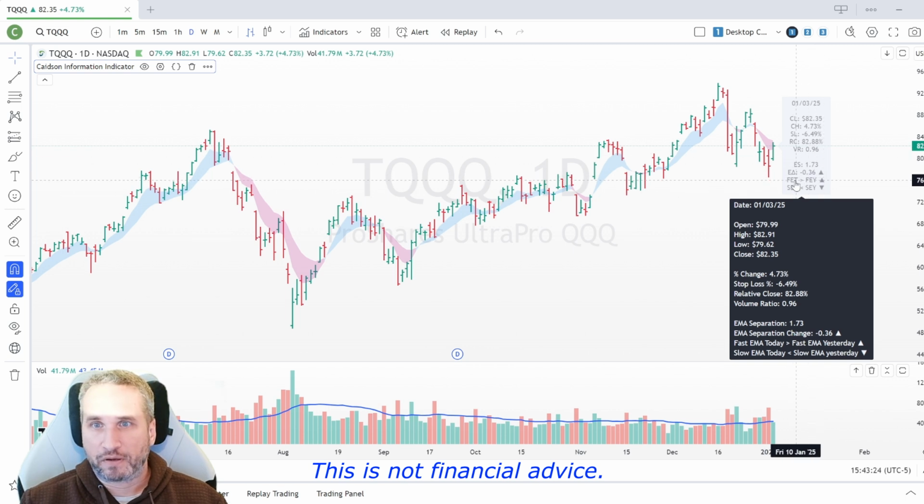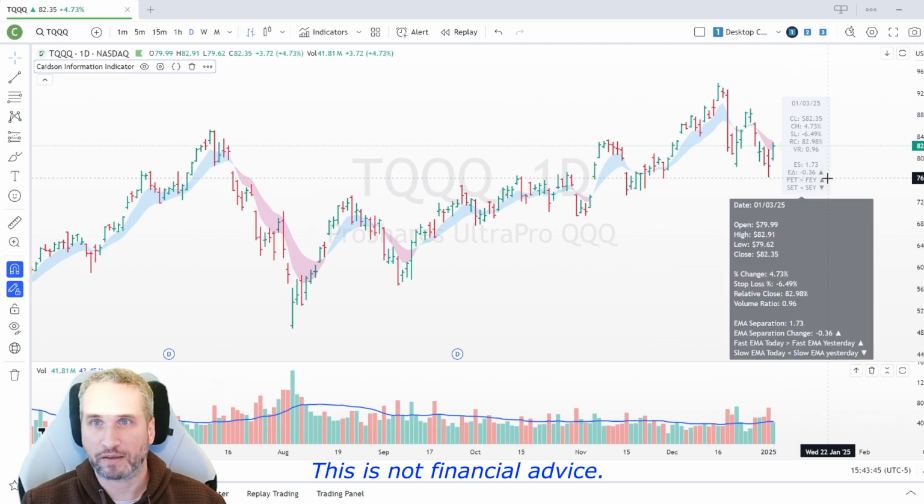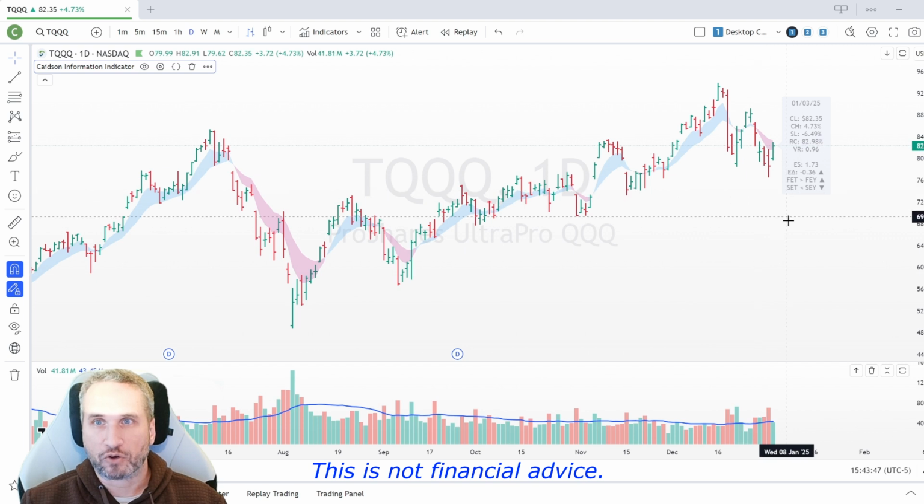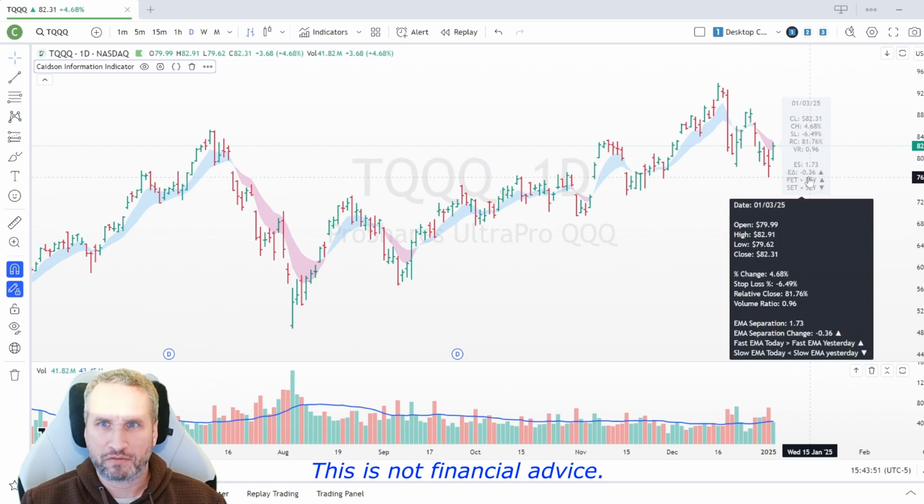Here I have the fast EMA today compared to the fast EMA yesterday. If the fast EMA today is greater than the fast EMA yesterday, then that's a good sign, so that's an up arrow. And likewise for the slow EMA. If the slow EMA today is greater than the slow EMA yesterday, then it's an up arrow. In this case, it happens to be worse. The slow EMA today is lower than the slow EMA yesterday, and that is not a good sign. So ideally, if you're looking to buy something, all three of these will have the up triangle.